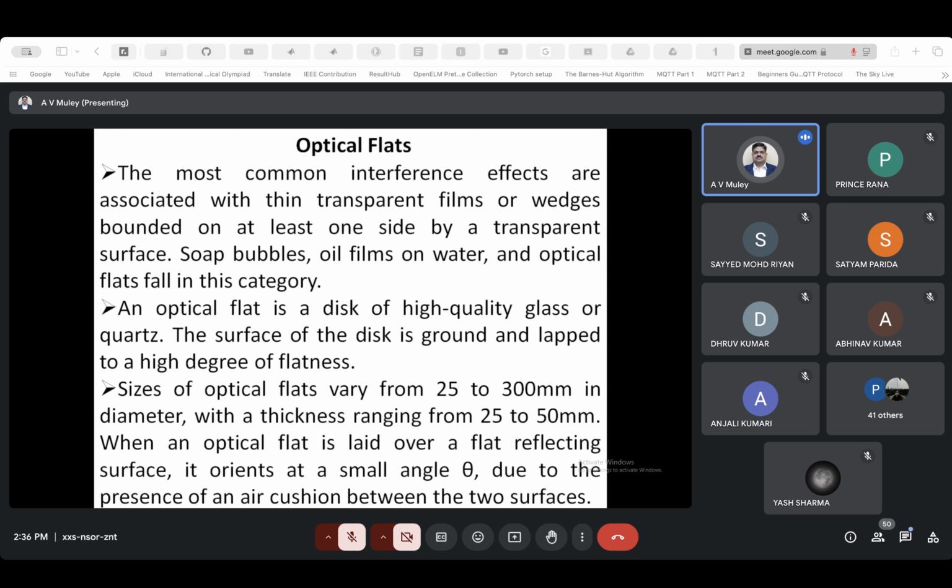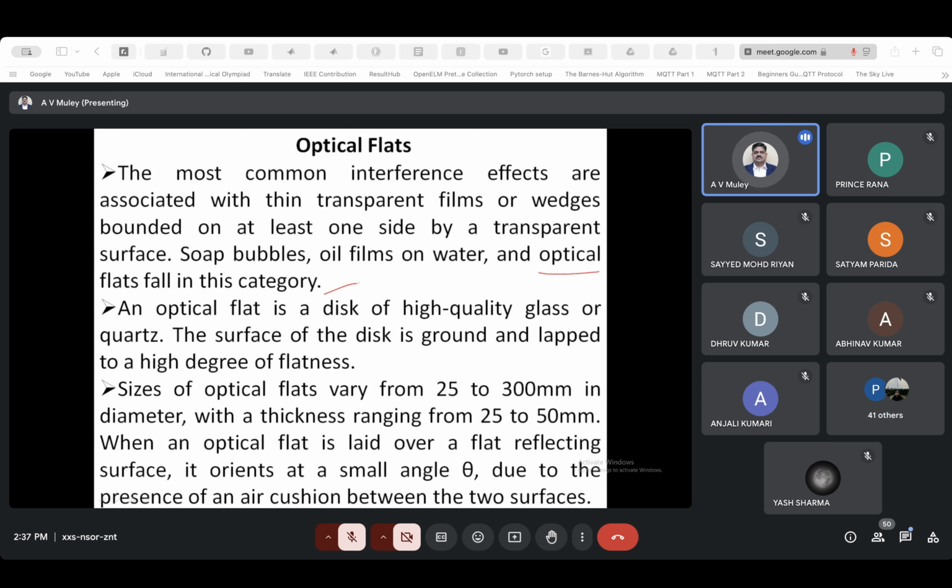The most common interference effects are associated with transparent films or wedges bounded on at least one side by a transparent surface. Soap bubbles, ये इसके examples हैं. Soap bubbles, oil films on water, and optical flats fall in this category. तो one of ये interference आपको कहाँ से मिलेगा? The concept that is utilized in the case of this optical flat.